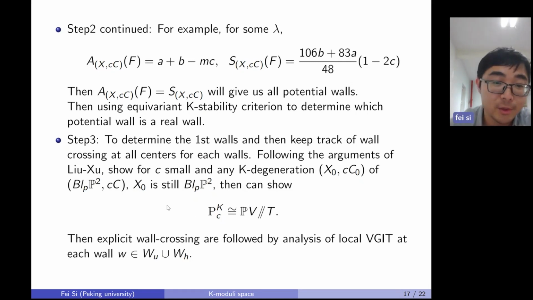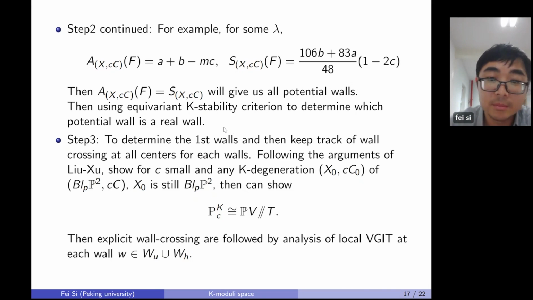Then you can get an explicit wall crossing description by analysis of local VGIT behaviors for each wall. Because after the first two steps, you know what the walls are and what the curve is in each wall. Okay. So this is the sketch of the proof of our first main results.